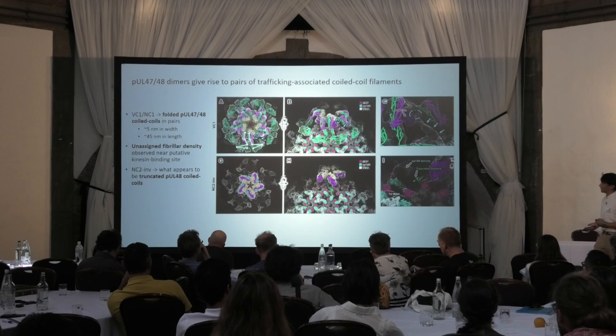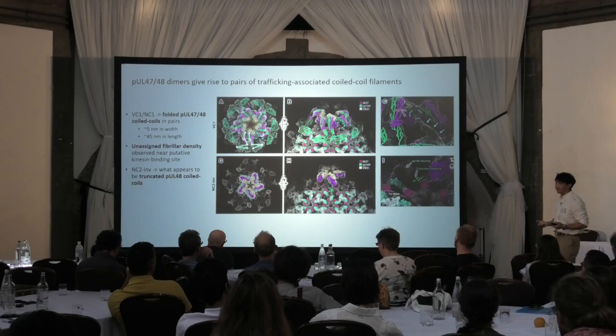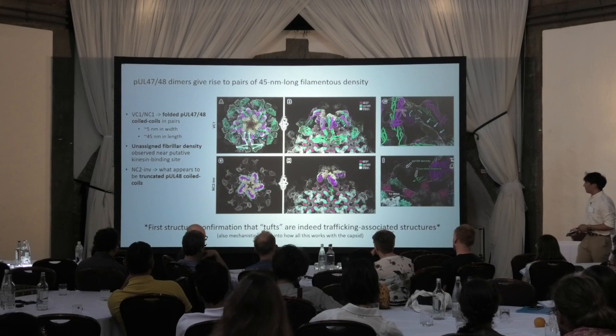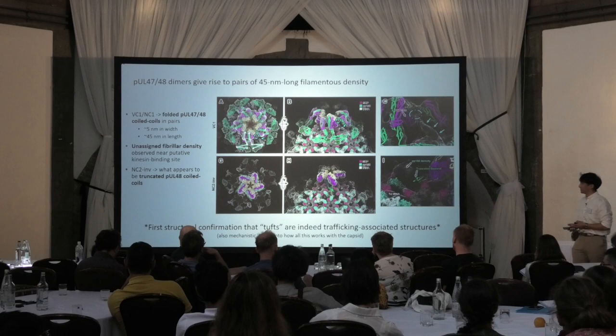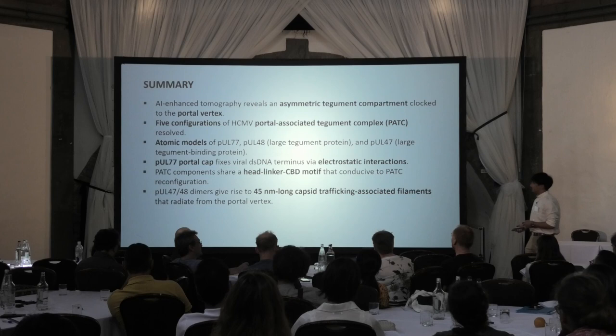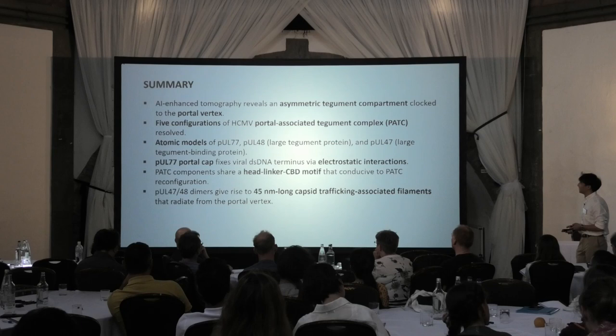And then, intriguingly, in the NC2 inverted configurations, we actually do not see these tufts that were so prominent in the NC1 configurations. So this is really the first structural confirmation that tufts are indeed trafficking-associated structures, because we're able to map them to the 48. So, in summary of the structural results themselves, we have AI-enhanced tomography that deals with asymmetric tegument compartments across the portal vertex. We have all these configurations of the portal-associated tegument complex, and then we have some mechanistic details of how these components actually interact with each other.